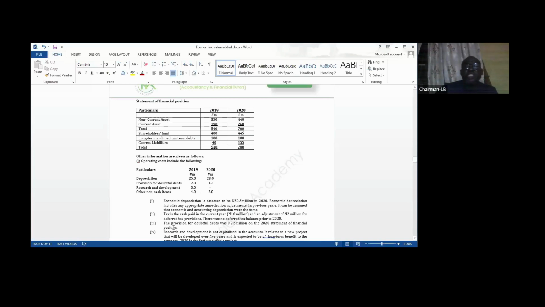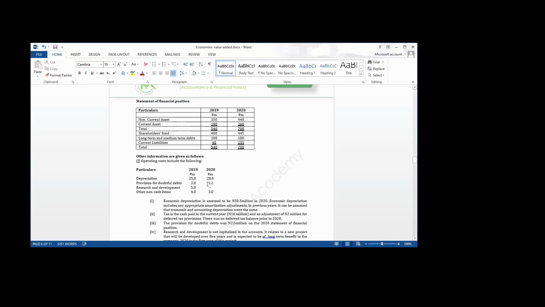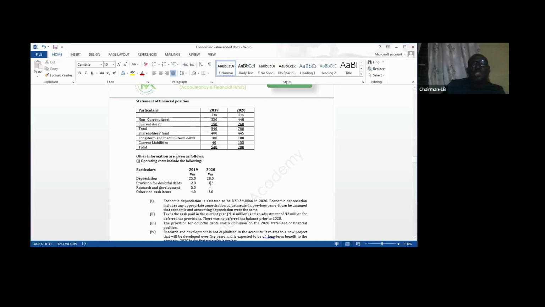The provision for doubtful debt was 2.5 million. Look at the provision in the income statement: 1.2 million in 2020. But look at the provision in the statement of financial position: 2.5 million. Please be mindful.